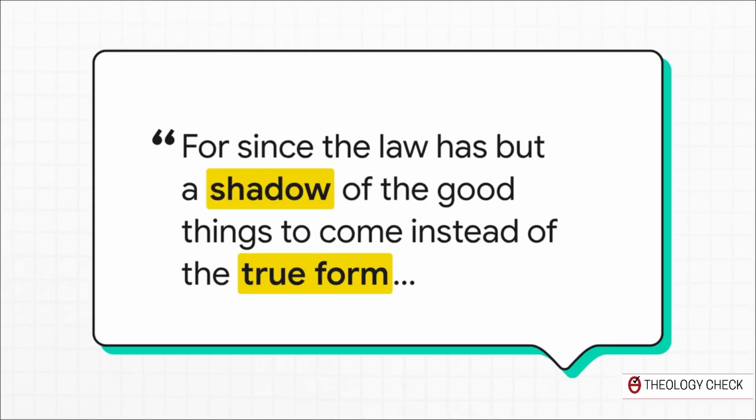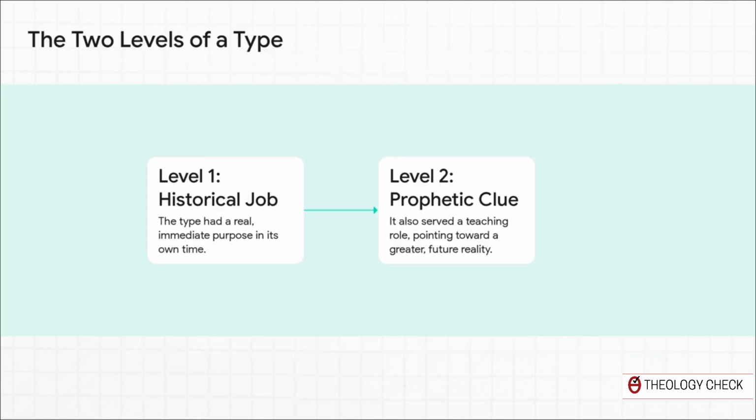And you see this idea captured perfectly in this verse from the book of Hebrews. It says the Old Testament law was like a shadow, giving a rough outline of the good things to come. But it wasn't the true form. It wasn't the actual substance, which would only be revealed later on. So you could say that every type is doing two jobs at once. On one level, it has a real, immediate historical purpose. Animal sacrifices, for example, were a very real part of the Old Testament law for a reason.